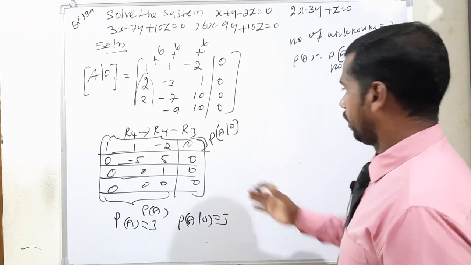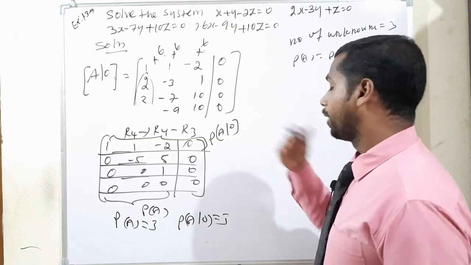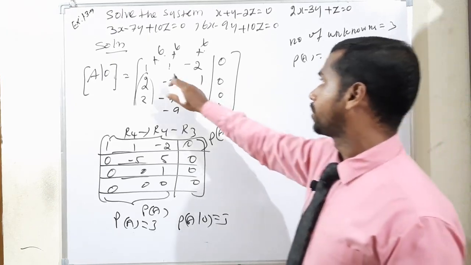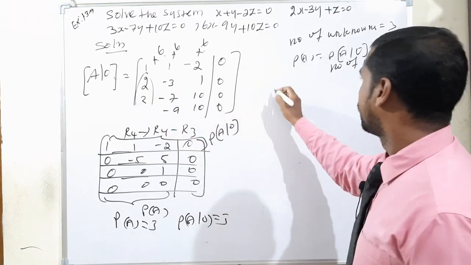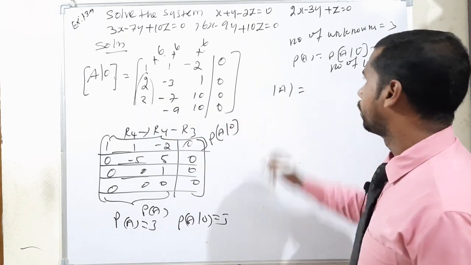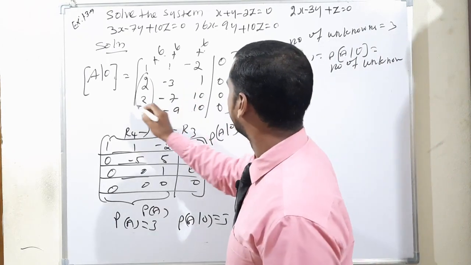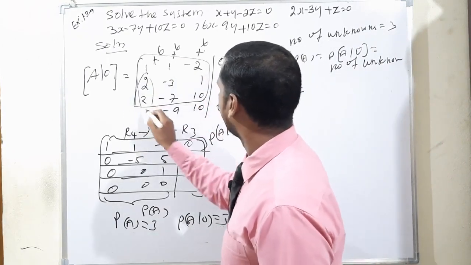Now we can say it is a trivial solution, but already I told you one important condition. First we have to check it. So determinant A also not equal to 0. So determinant A I will consider for the first 3 equations. Okay, these 3 equations, what will happen?